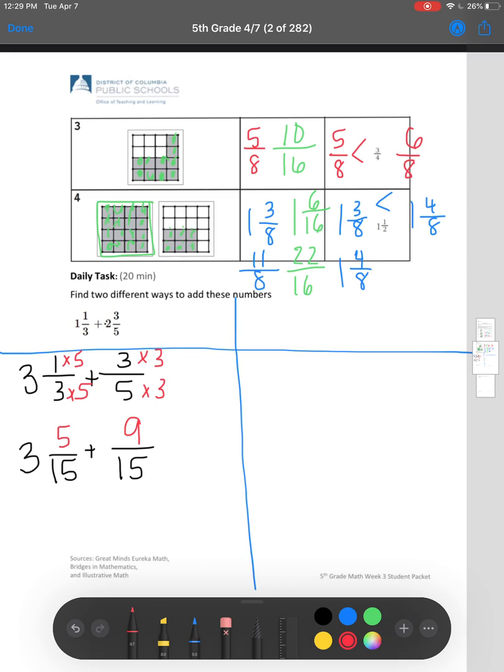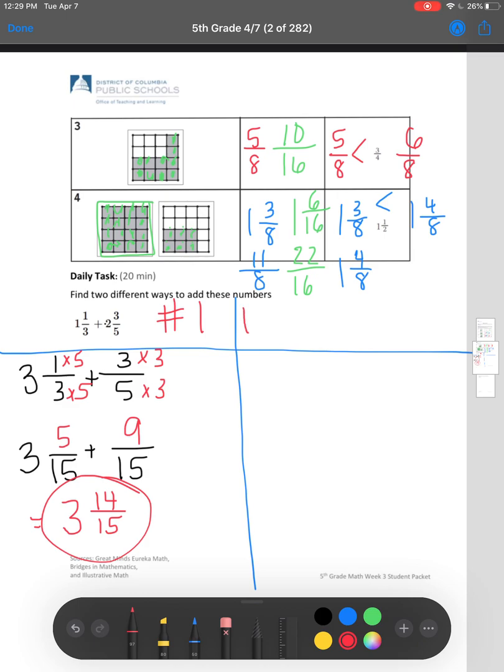So now I have 3 5/15 plus 9/15. Okay? So I'm going to keep that 3, and I'm going to say 5/15 plus 9/15 is going to give me 14/15. Now looking at this fraction, I can see that this is not a fraction greater than 1, the 14/15, because my numerator is smaller than my denominator. And I also can see that there is nothing that evenly divides into 14 and 15. So that means my simplified and final answer is going to be 3 14/15. All right, so that's strategy number 1.